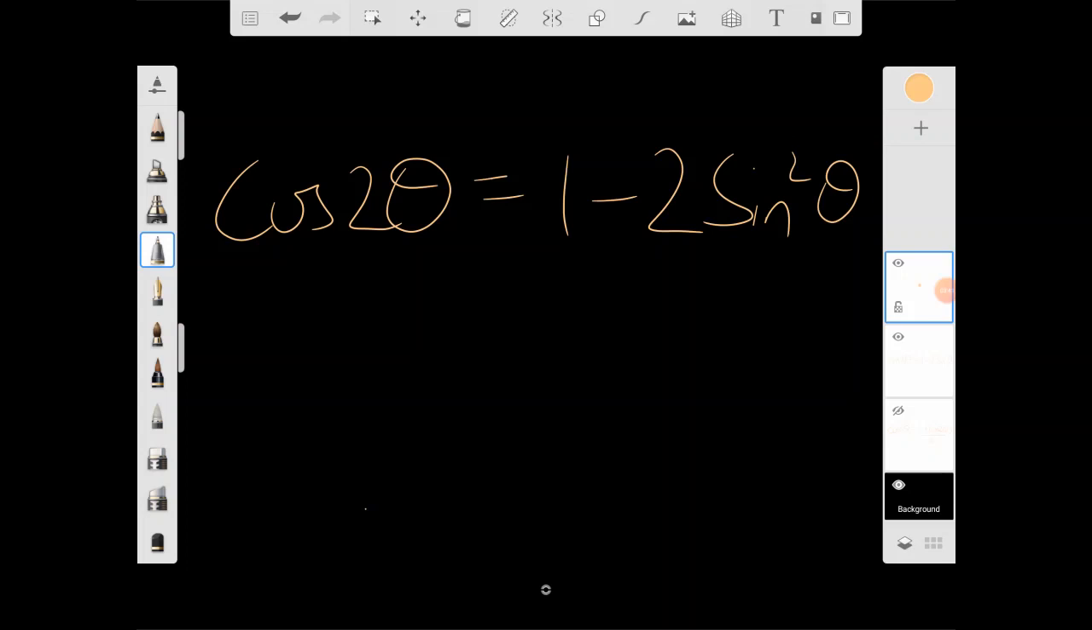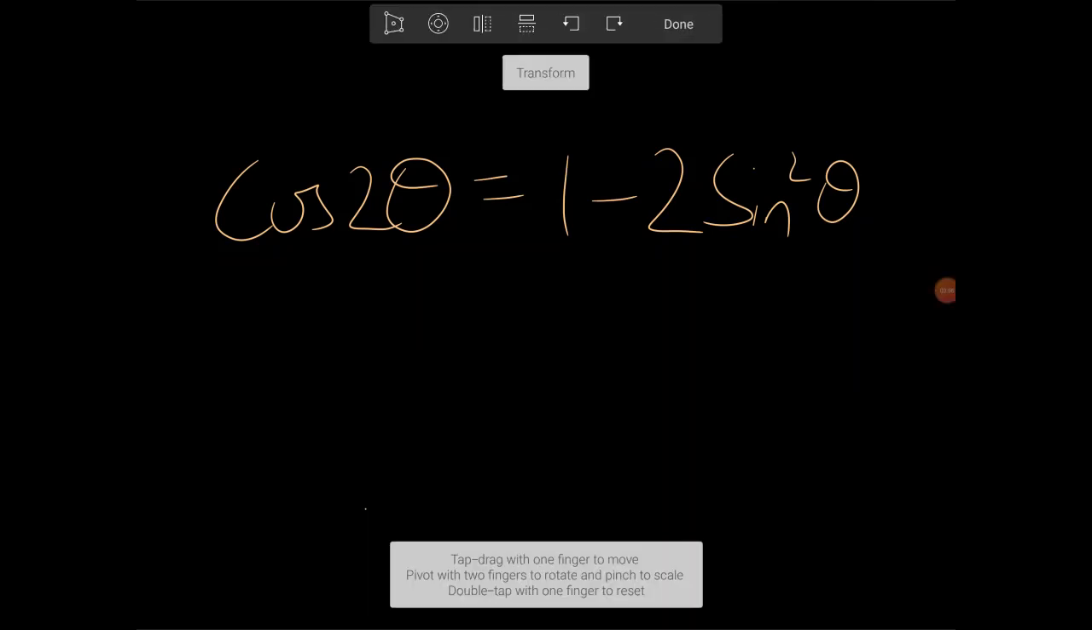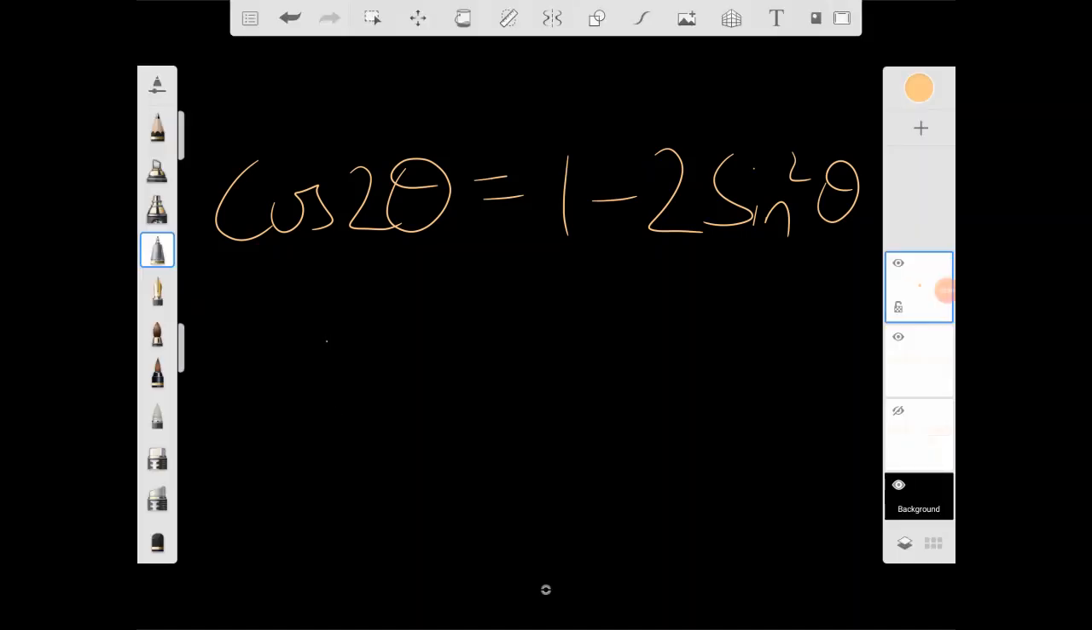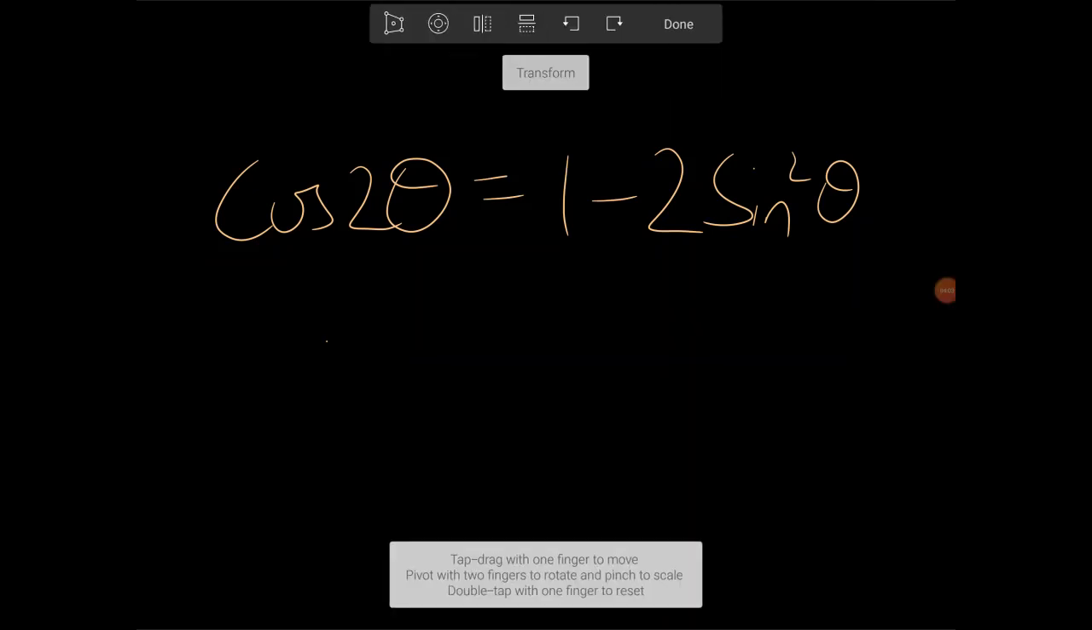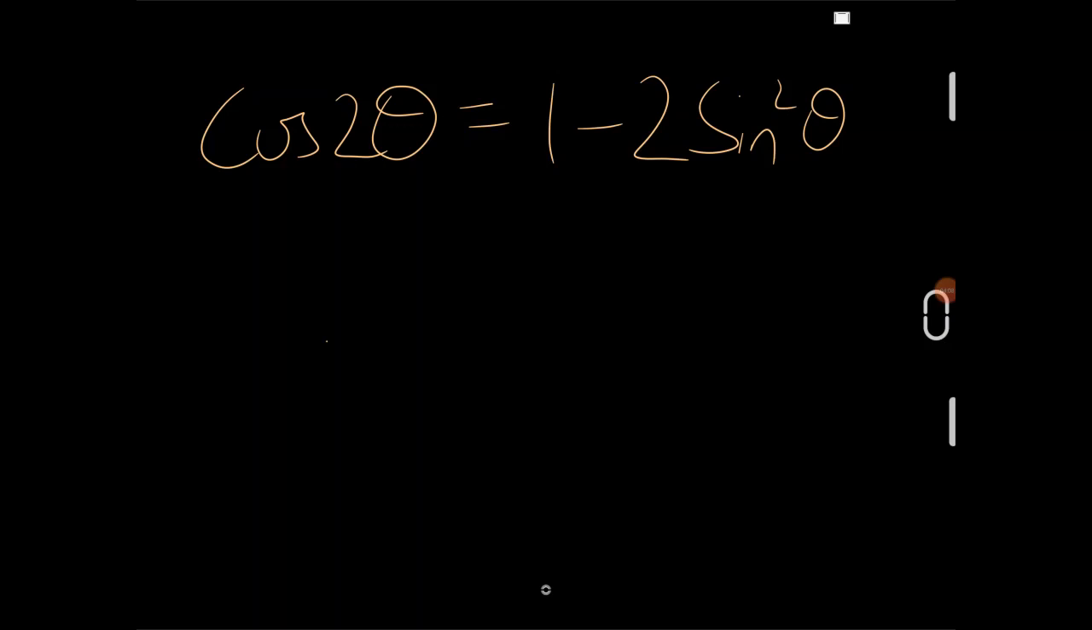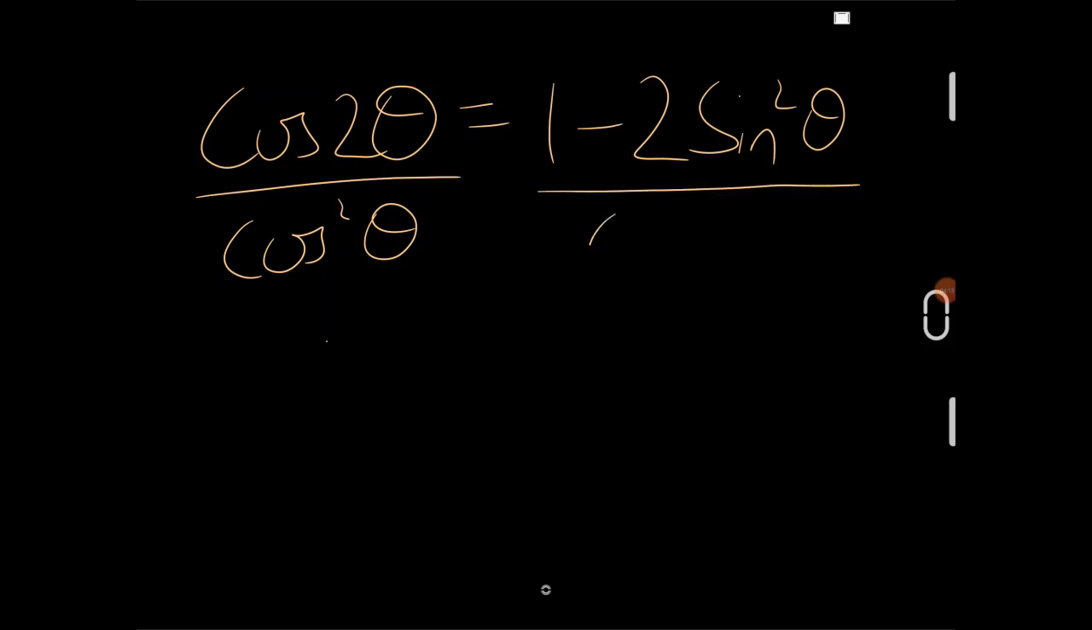Hey, wait, tan is sine by cos. That means tan square should be sine square by cos square. Yep, that's it. Yes, let me divide. I will divide everything. Okay, sorry. So I will divide the whole thing by cos square. So, dividing by cos square theta, whole dividing by cos square theta. Let me see what happens.